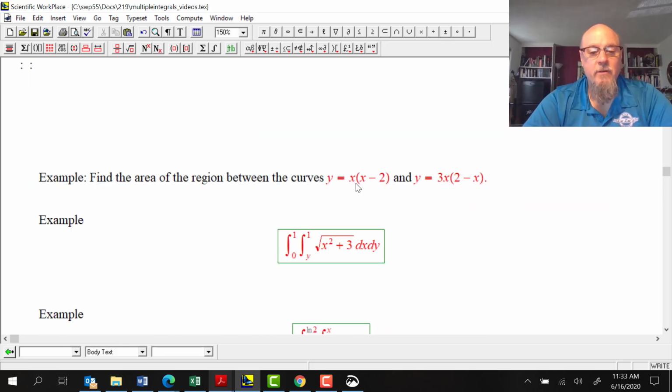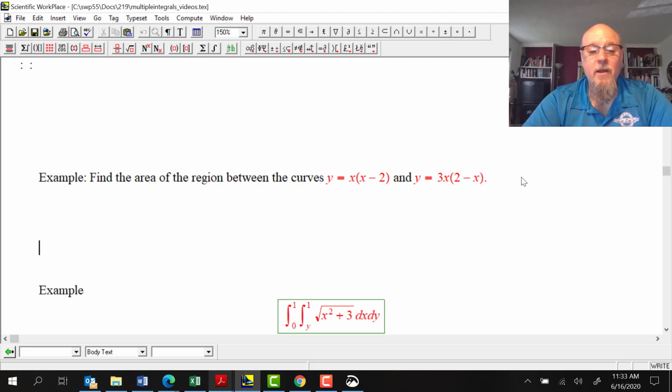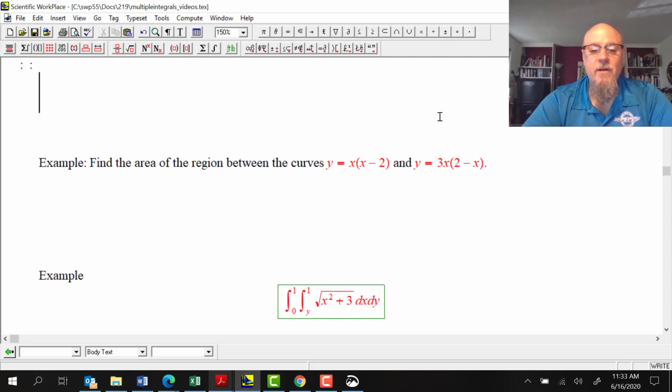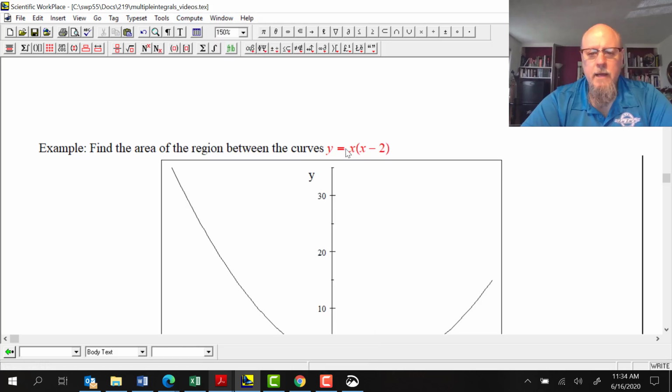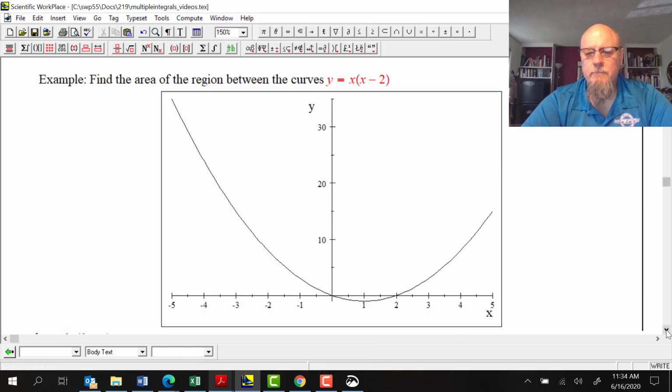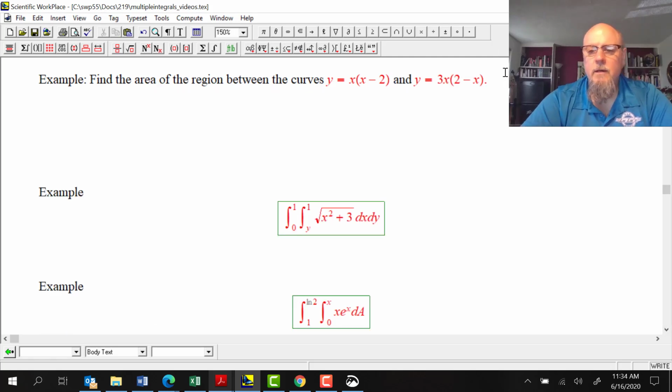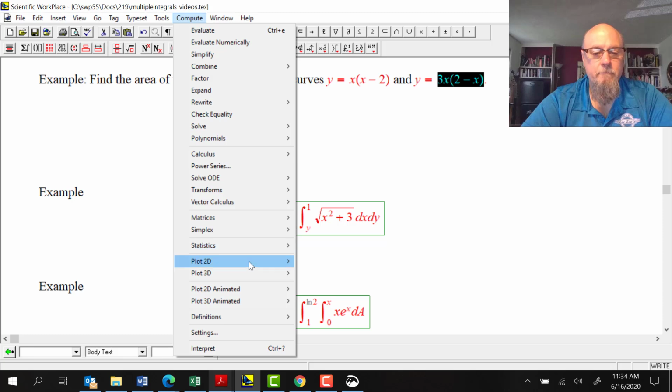All right, another example. And this seems like a weird example. Find the area of the region between the curves. If we were to plot this, I don't want to put it there, I'll put it over here. Let's plot this one first. I want to plot both of them on the same window.